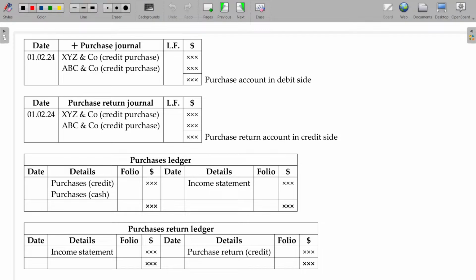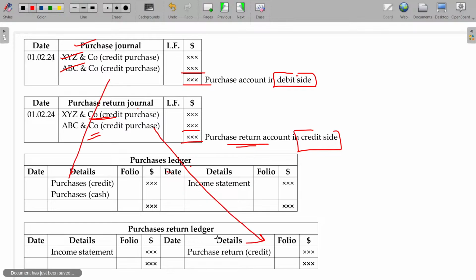In the purchase journal, we purchased from XYZ and ABC, and the total of this is transferred to the debit side of the purchase account. Here is the purchase ledger account. And in the purchase return journal, you have written the returns of purchases made from XYZ as well as ABC, the total return being transferred to the credit side of the purchase return account. So this is transferred to the purchase account debit side, and this will be transferred to the purchase return credit side. The ultimate total is usually transferable to the income statement only. Income statement only. Clear?